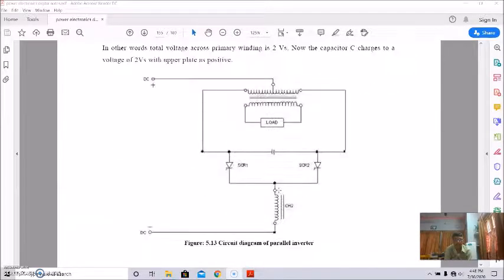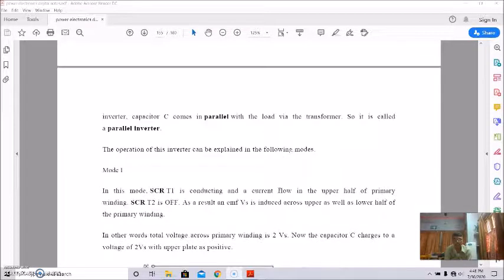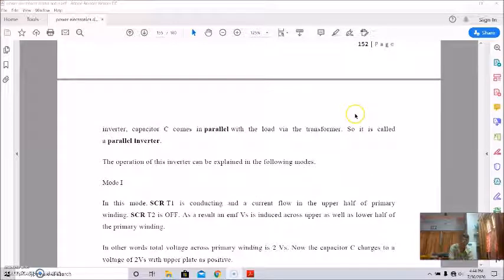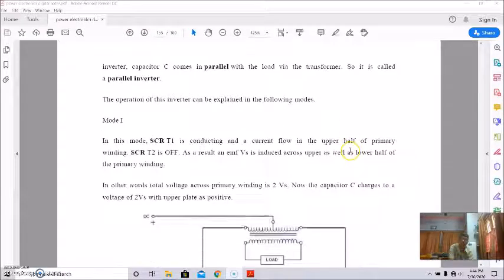Once again, I'm repeating the operation of the parallel inverter like this. This is a single phase inverter circuit consisting of two SCRs, that is T1 and T2, an inductor L, an output transformer and the commutating capacitor C. Output voltage and current are V0 and I0 respectively. The function of the inductor L is to make the source current constant, and during the working of this inverter, capacitor C comes in parallel with the load through the transformer, so it is called a parallel inverter.